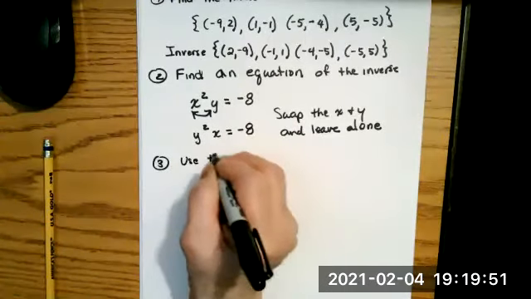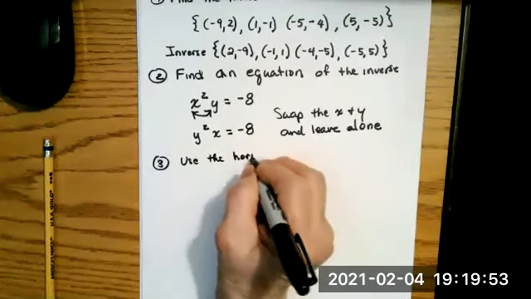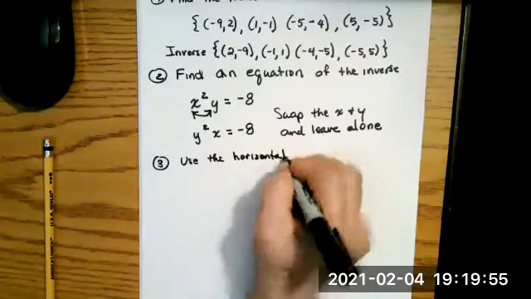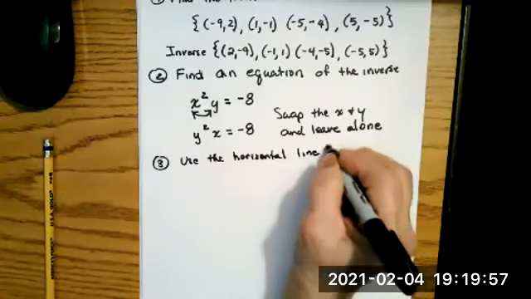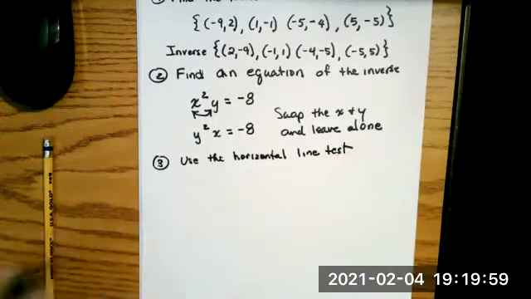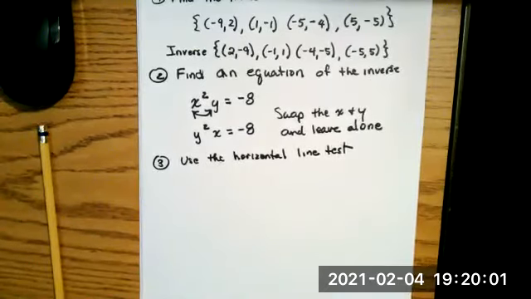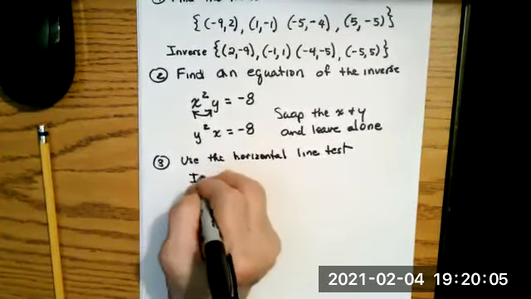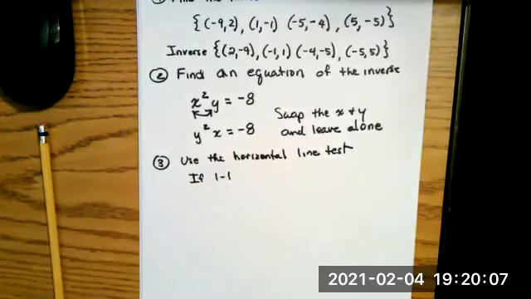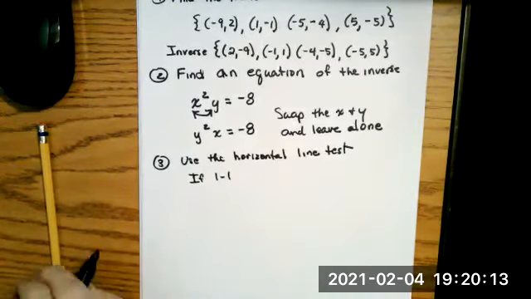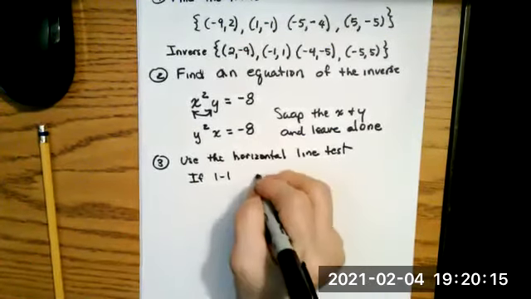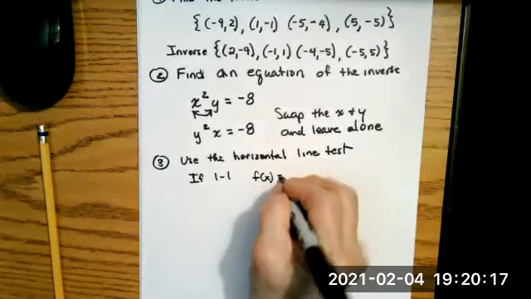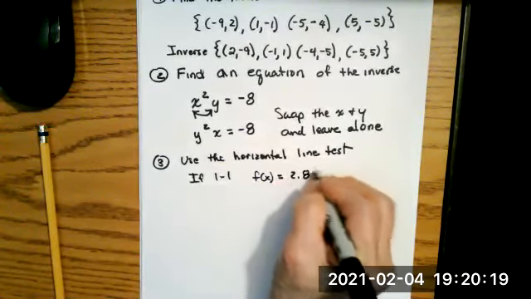Number 3, use the horizontal line test. And you're using the horizontal line test to determine if the function is 1-to-1. That's what you want to do. They will give you your function name as well when you're doing this. The first one they're going to give you is f of x equals 2.8 to the x.